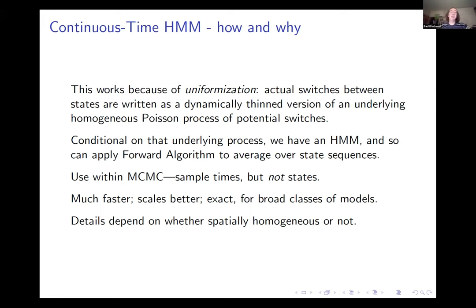The sampling of the homogeneous Poisson process still has to be done within an MCMC framework. So we're using MCMC, but over a much simpler, much lower dimensional state space. We only have to sample times and not behaviors, so that is a much faster algorithm and scales much better with the size of the data set. So that starts to open up these switching diffusion models to much more natural application and realistic sized data sets.